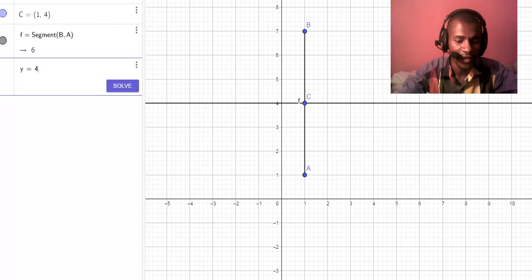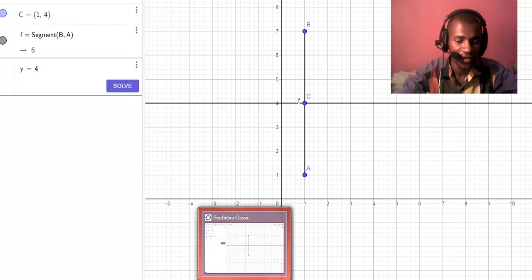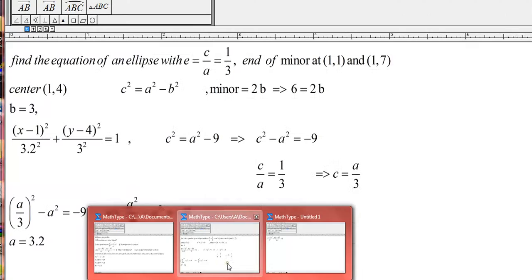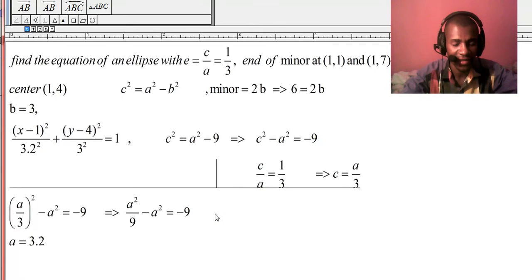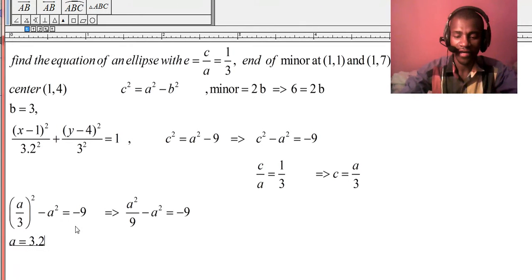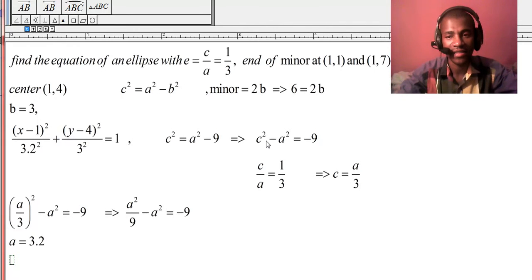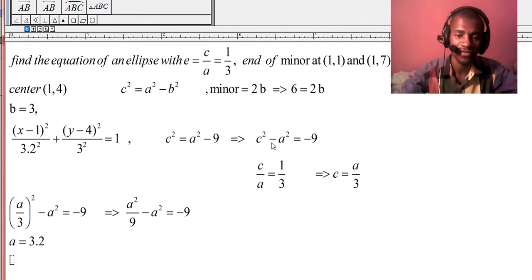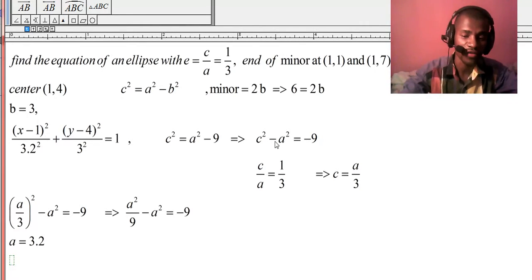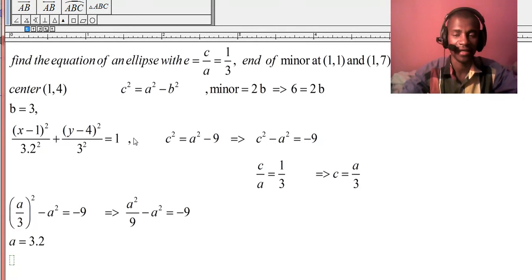But also, if we were to find the focal, let's say they wanted us to find the focal and then the equation. So the focal will be given by C. That is because C is how many units have moved along the x-axis to the focal point from the center. Like how many units you have moved away from the center to the focal point.